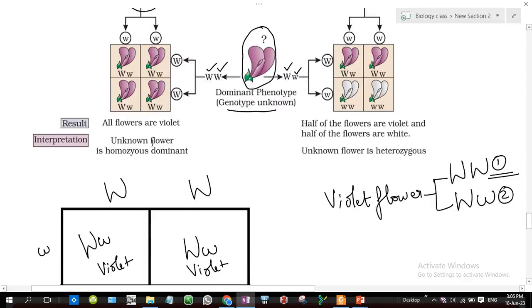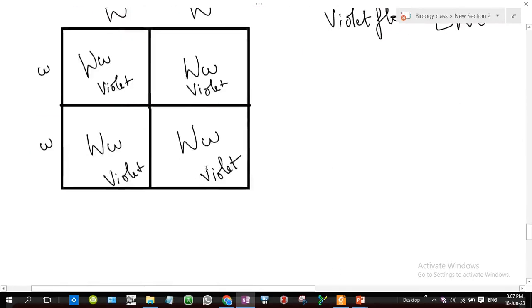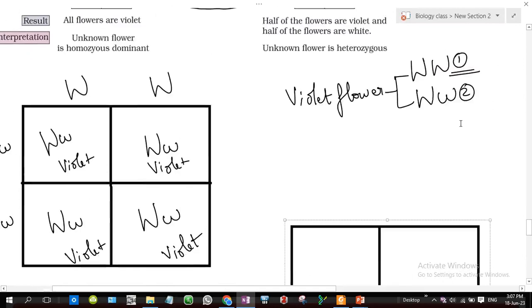Okay, unknown flower. So this gives a conclusion that the unknown flower we have is homozygous dominant. Okay, this is the conclusion. Now the second option we try.